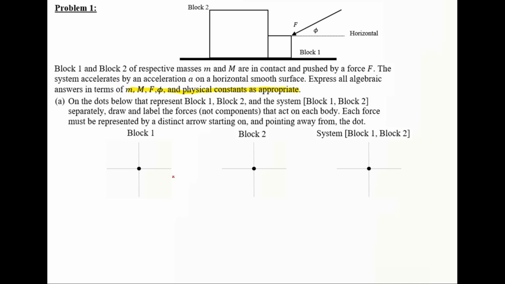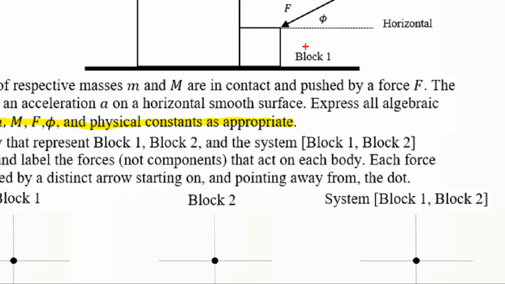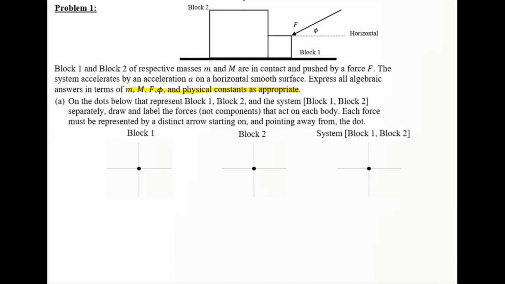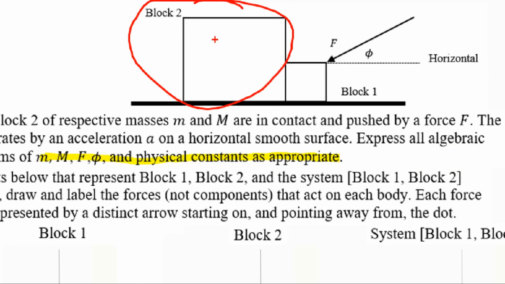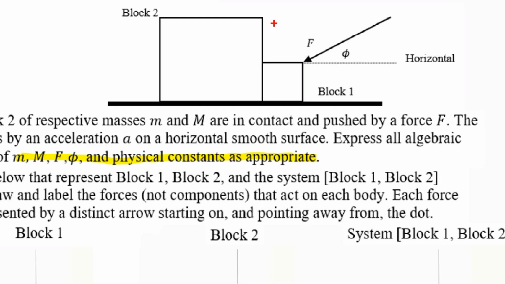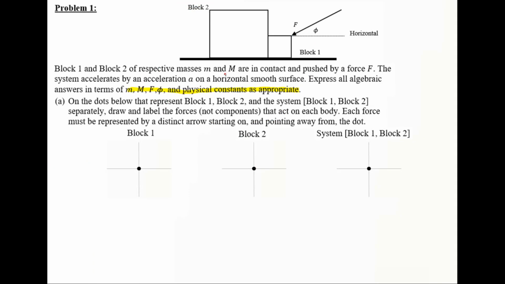And in such types of configurations, blocks on a level surface, we may consider different systems. One of them is block 1 separately, another would be block 2 separately, and a third configuration would be this system combined, in which it communicates with the force F. For block 1 we have the pull of gravity down, we have the normal push up, and it communicates with the force F making an angle phi with respect to the horizontal.